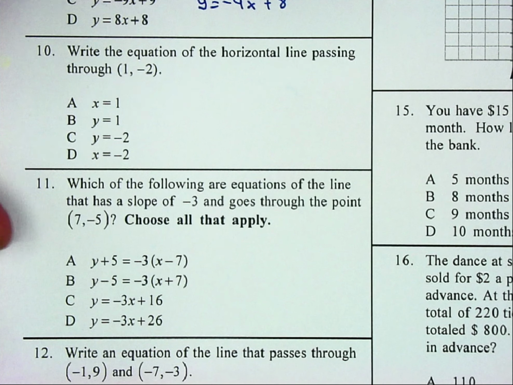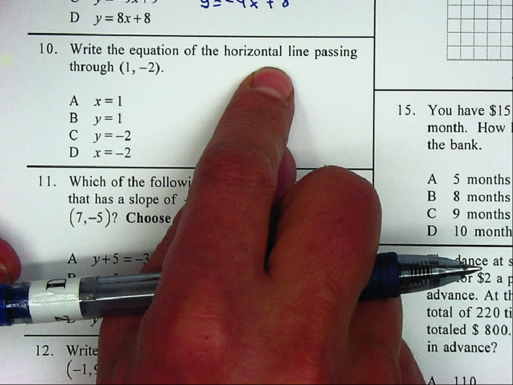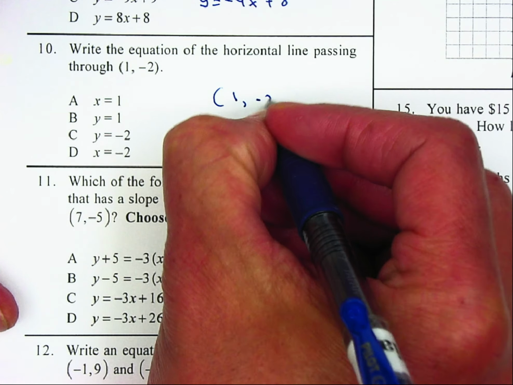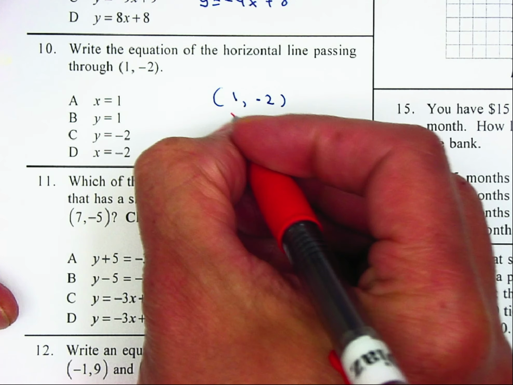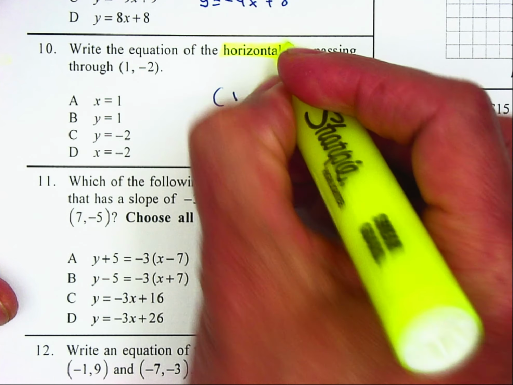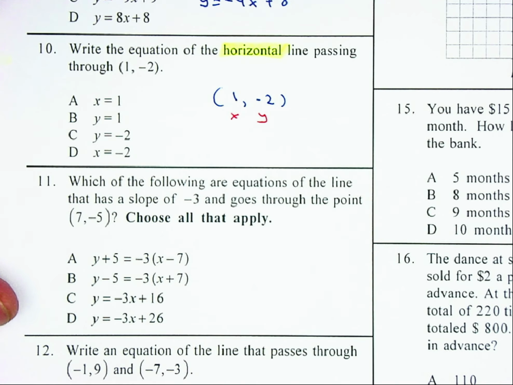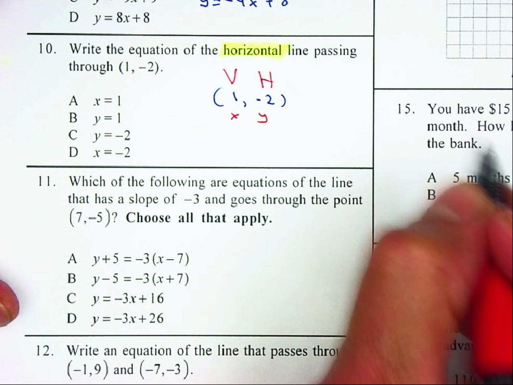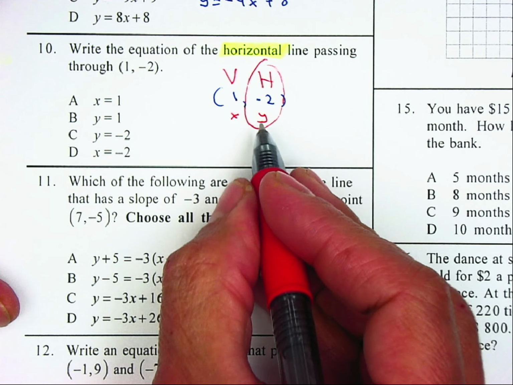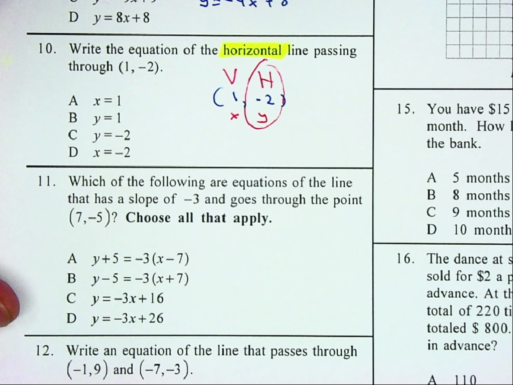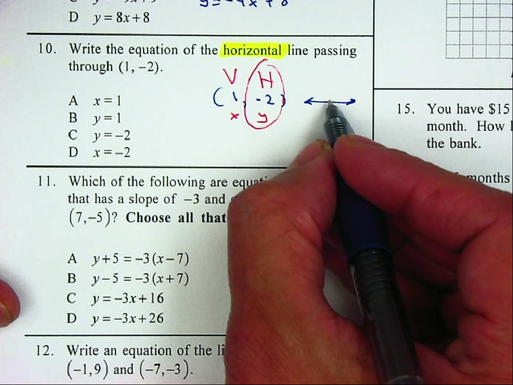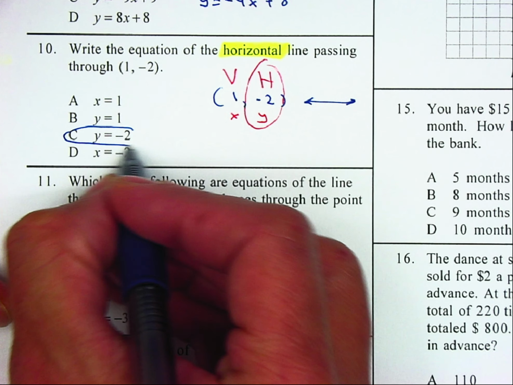Number 10. Write the equation of the horizontal line passing through the point 1, negative 2. This is x, this is y. When you see the horizontal line, that should drive you to remember, very happy. Horizontal line, so therefore the equation is y equal to negative 2. Horizontal lines is the horizon, and horizontal lines cross the y-axis. In this case, it's going to cross at negative 2.